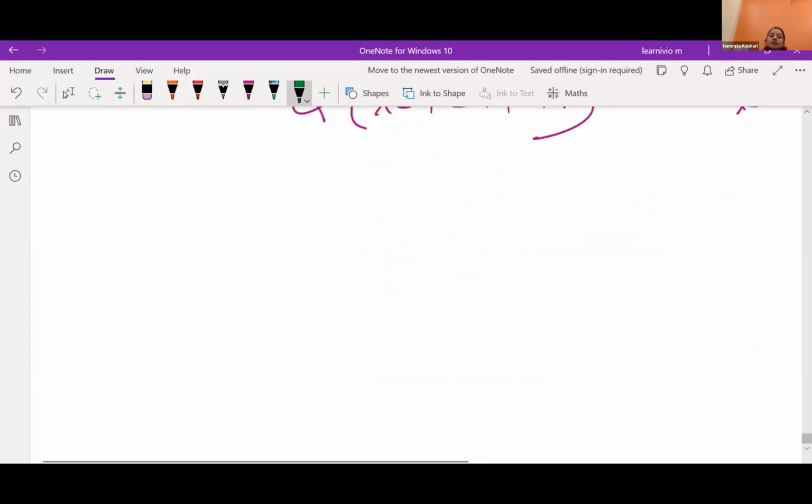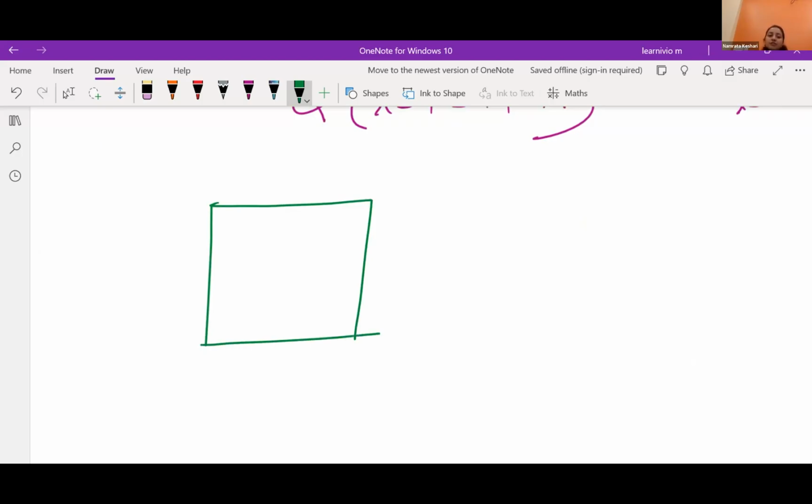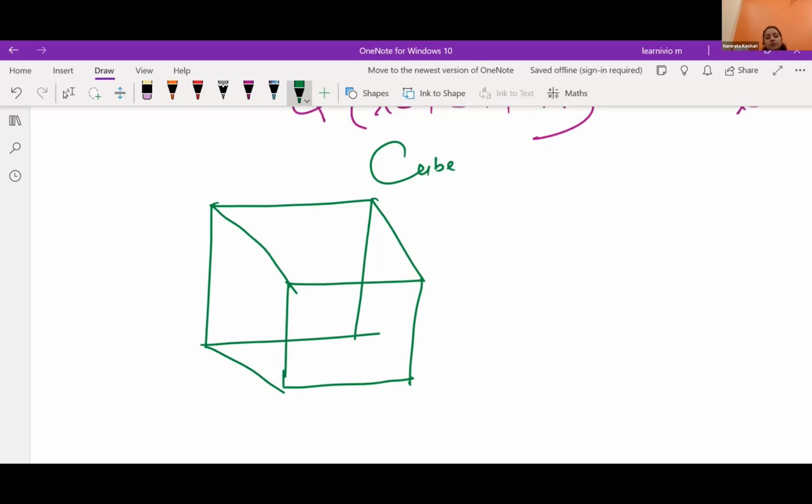Similarly, the next shape is the cuboid. Wait, we have already discussed the cuboid. Next is the cube. Now tell me, a cube is made up of squares. Here length, breadth and height are all equal. That means the side of the square.